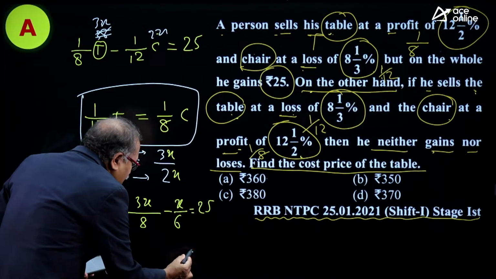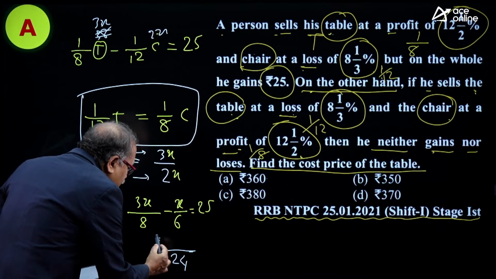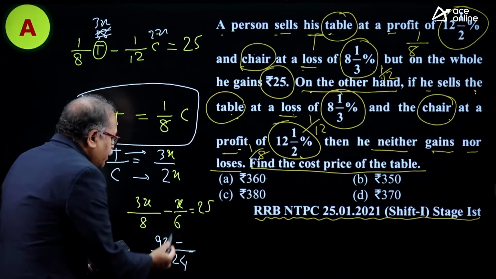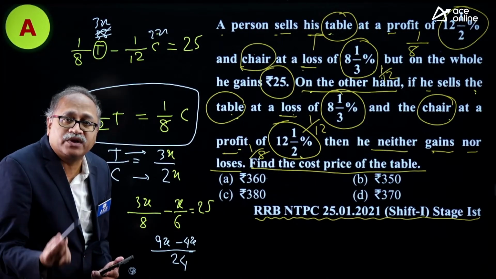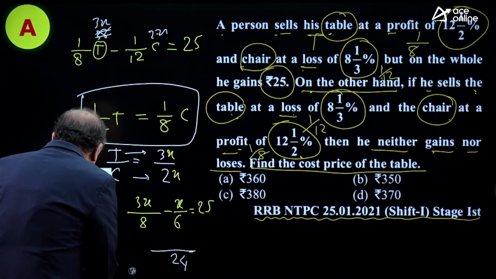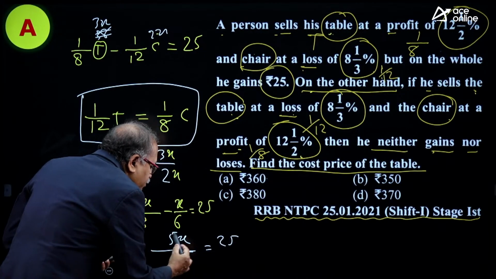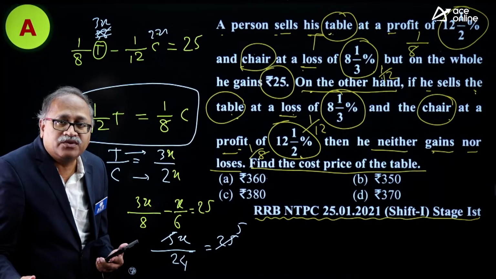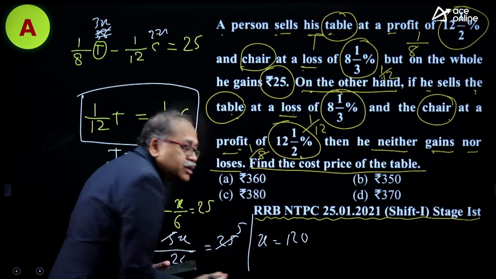So here I am taking the LCM, which is 24. So this is 3 times, that is 9x over here, and this is how many times? 4. So 4x over here. This is nothing but 9x minus 4x, that is 5x. So I will just remove this one. I will be writing this as 5x, which is equal to 25. Then x is equal to 5 into 24, that comes to 120. So I got x is equal to 120.